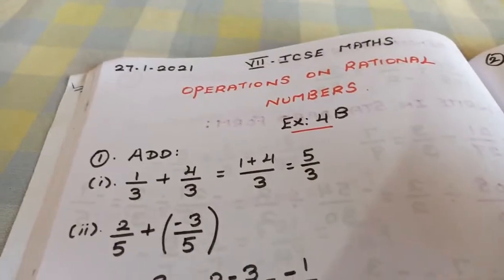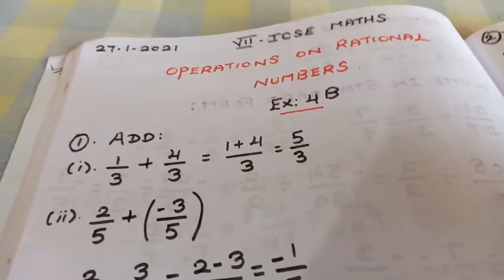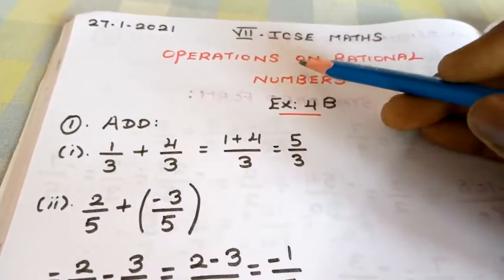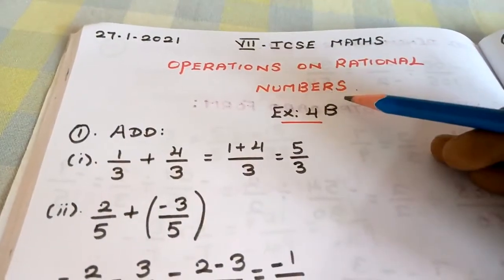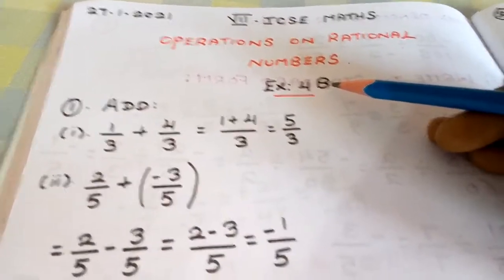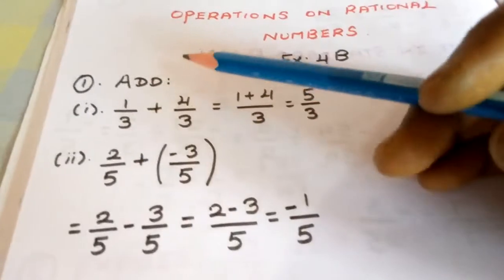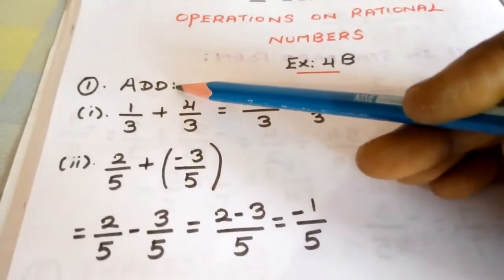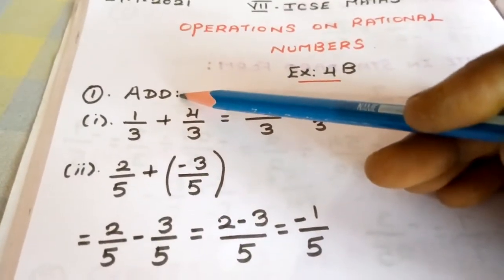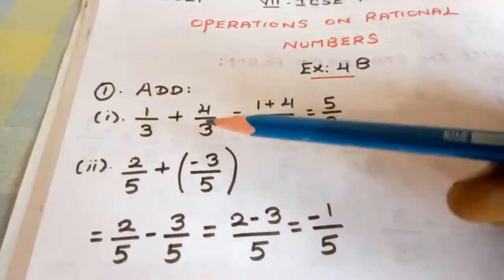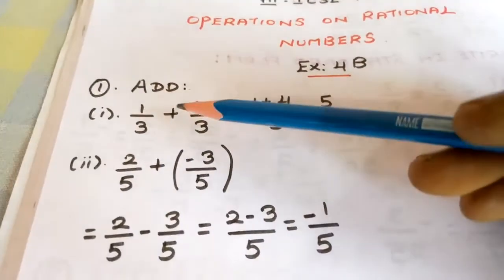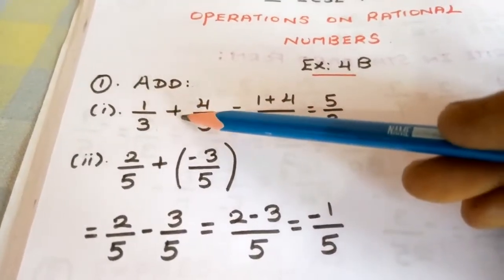Students, I am your maths teacher. In today's class, we are going to see operations on rational numbers, that is exercise 4B. The first question, we are going to add two rational numbers. They are given two rational numbers and we are going to add them.